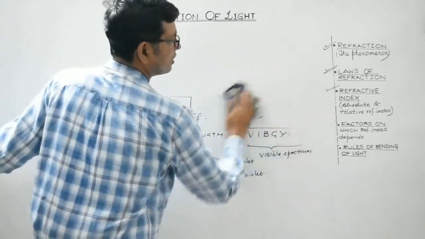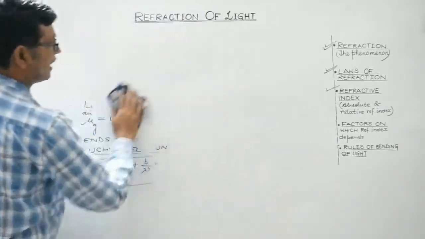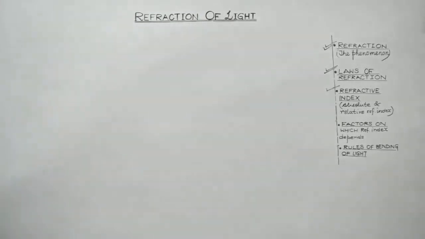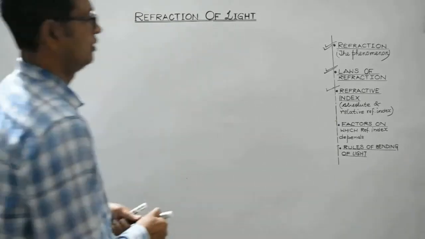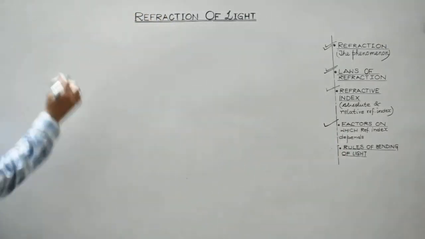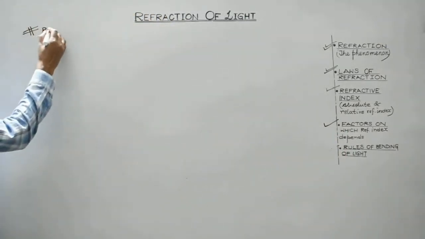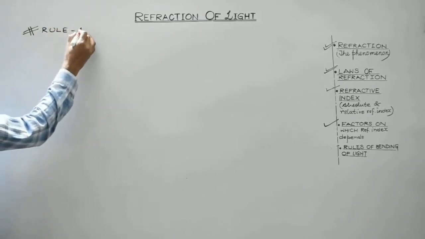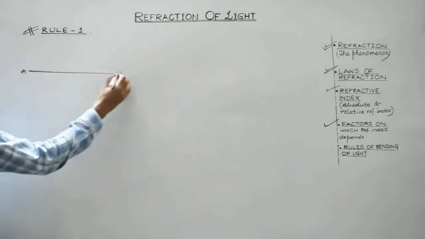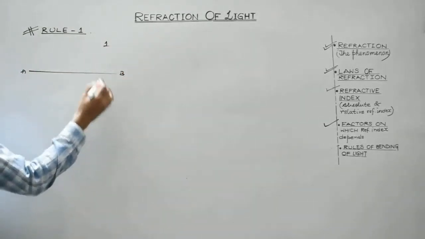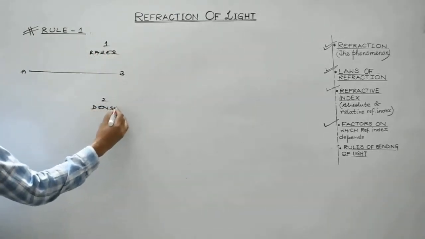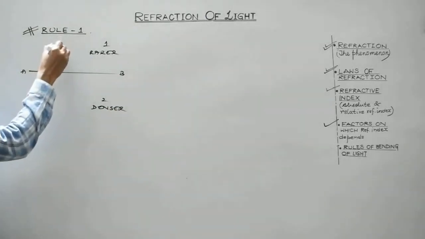Now students, after finishing the topic of factors on which the refractive index depends, let's discuss the other one. Rules of bending of light. We have done this as well. So now let's discuss rules of bending of light. Let's consider rule 1. Suppose this is the interface. This is medium 1, this is medium 2. This is suppose rarer medium, and let us consider this to be denser medium. Right? So, this is the normal.